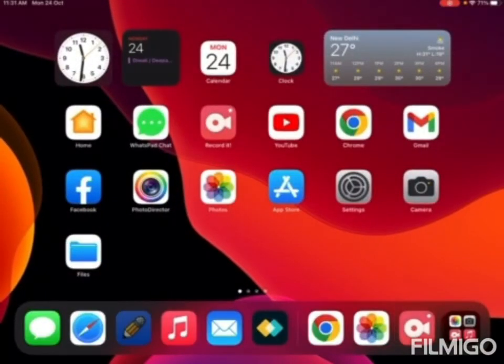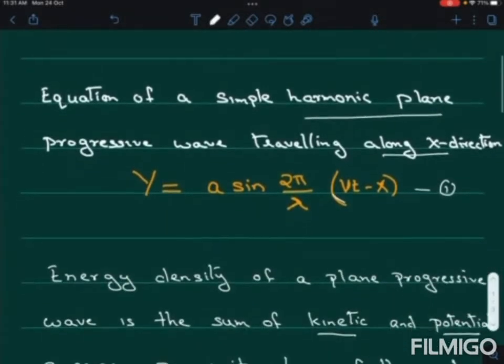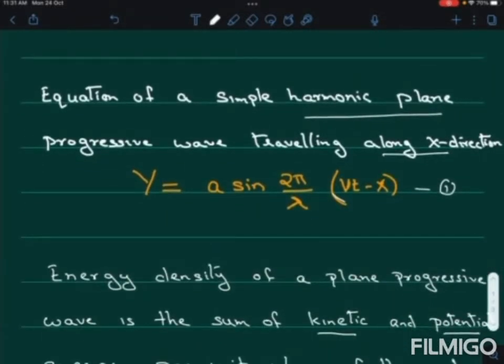Good morning all. Here we have to find the energy density of a plane progressive wave. In order to find the energy density, we have to know one equation, that is the equation of a simple harmonic plane progressive wave traveling along the x direction. The formula is given by y = a sin (2π/λ)(vt − x), where a is the amplitude, λ is the wavelength, v is the velocity, t is the time, and x is the direction of propagation.